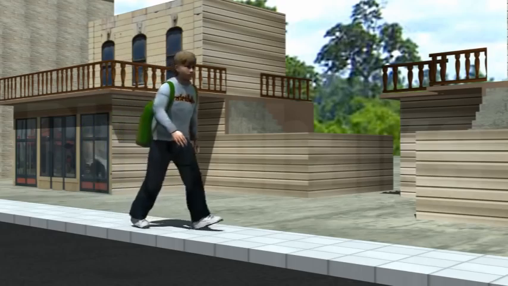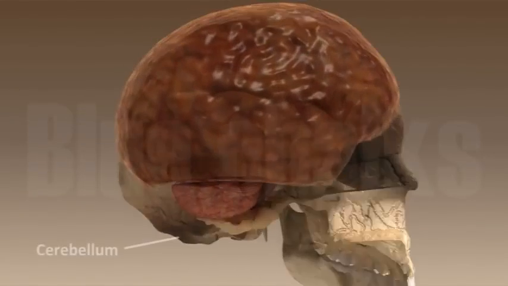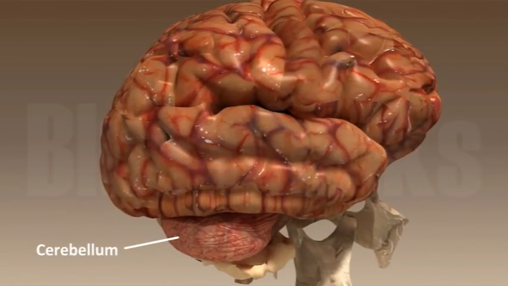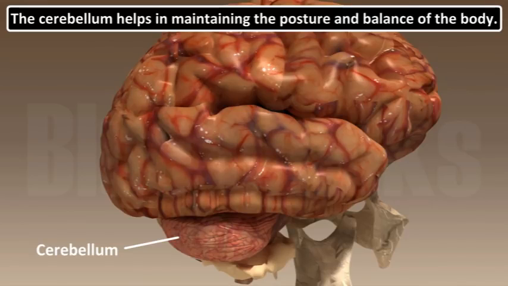Think about activities like walking in a straight line, riding a bicycle, picking up a pencil. These are controlled by the cerebellum of the hindbrain. The cerebellum helps in maintaining the posture and balance of the body.